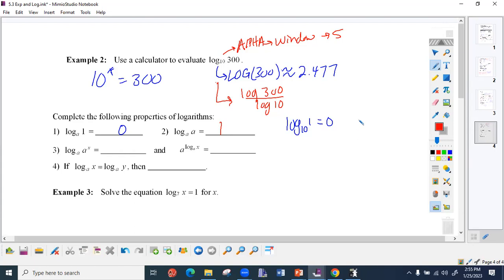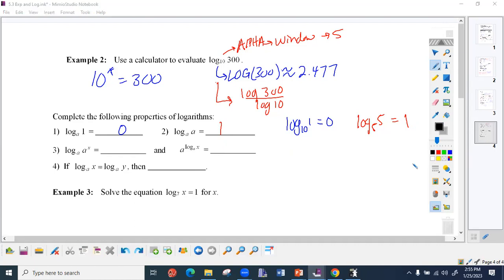Okay. So let's give this a shot. If I had log base 5 of 5, the answer is 1. Do we see how that works? Why? Because 5 to the 1 power is 5. That's how you verify.